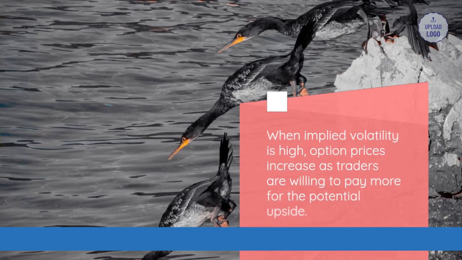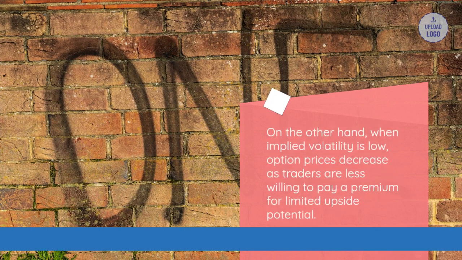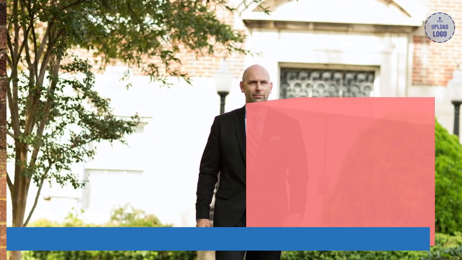When implied volatility is high, option prices increase as traders are willing to pay more for the potential upside. On the other hand, when implied volatility is low, option prices decrease as traders are less willing to pay a premium for limited upside potential.